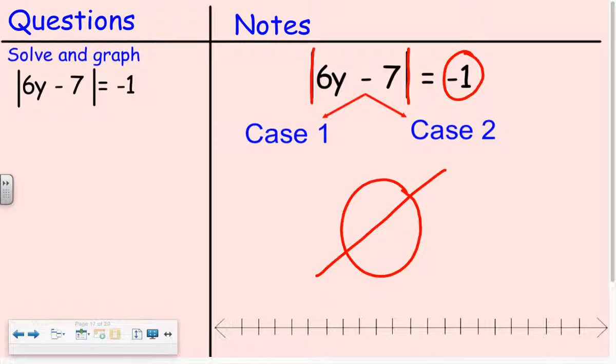So be careful. If you are starting your case 1 and case 2 and something seems a little bit weird, stop yourself. You don't want to make case 2 a positive one. You're not doing the problem right. You can't have an absolute value that makes a negative.